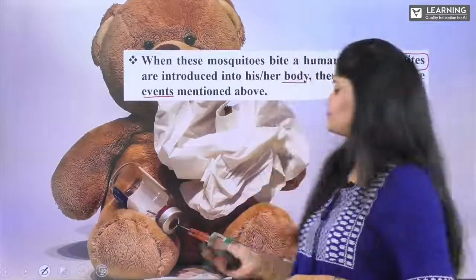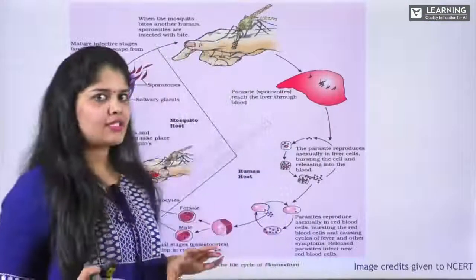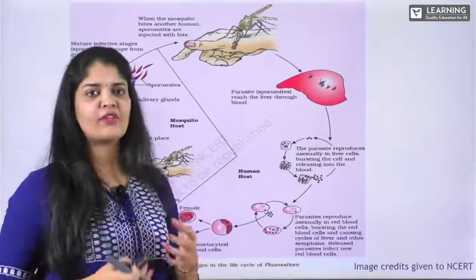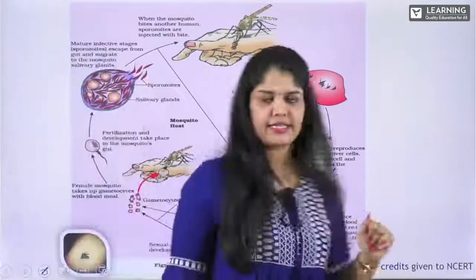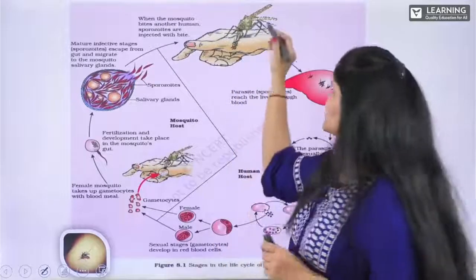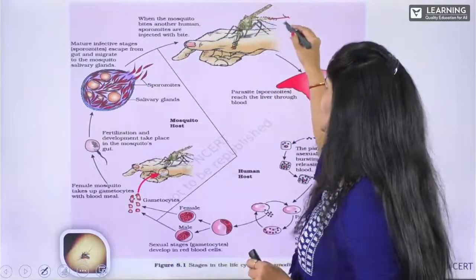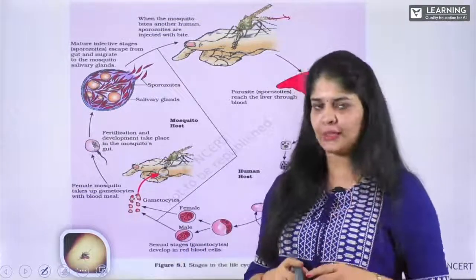Right? Now, let's have a gist of all the events that we have discussed till now. So we start from here. Let's take a look at this stage. This is a mosquito. We can say this is first infected and it is carrying the parasite.